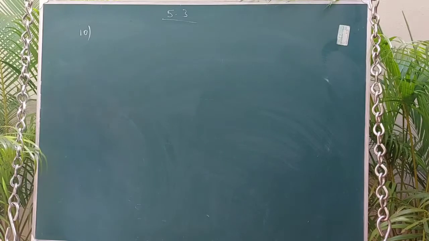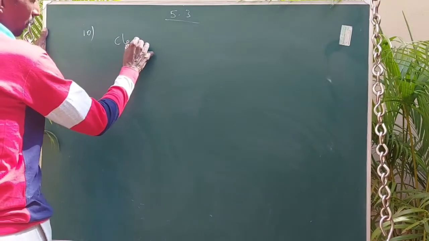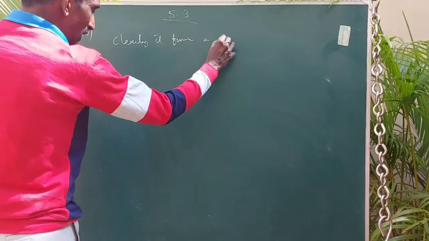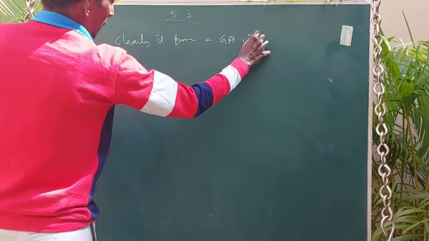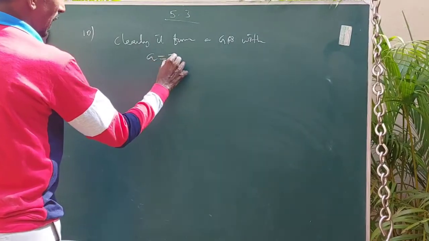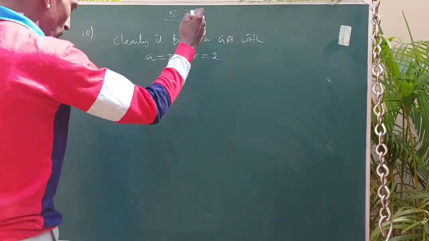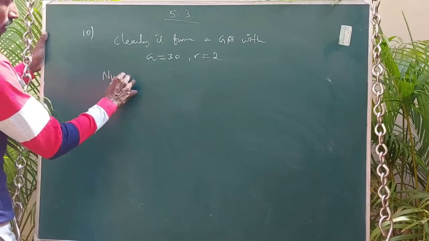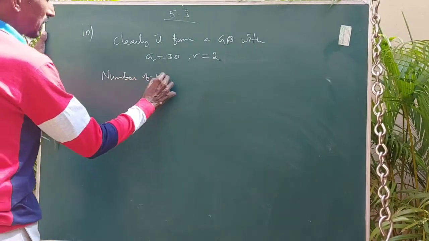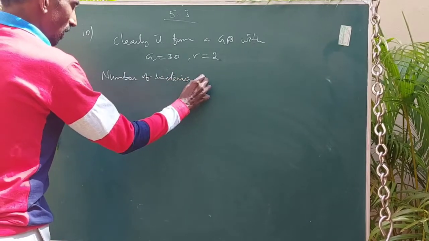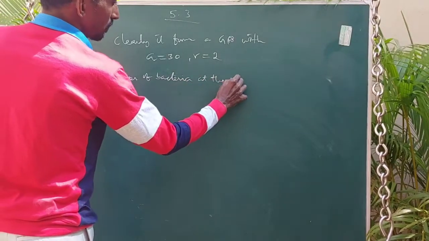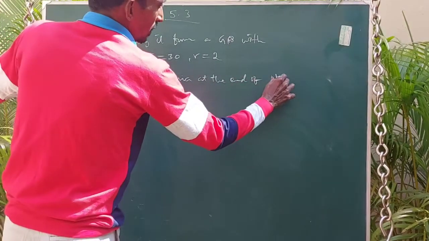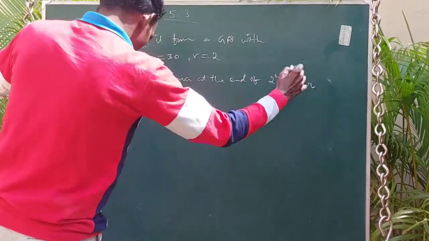equal to 2. So clearly it forms a GP, geometric progression, with A equal to 30 and R equal to 2, doubles. Okay. So the number of bacteria at the end of second hour, okay, second hour, we know that.